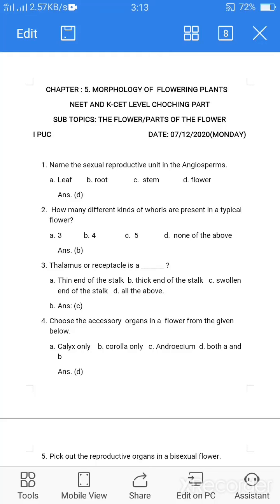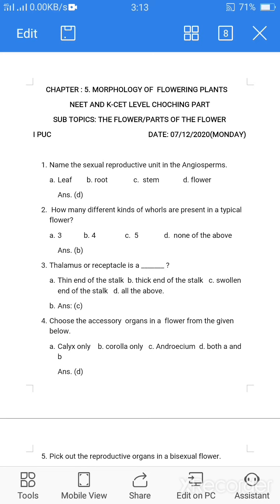Good afternoon, students. Morphology of flowering plants. In previous class, we had a discussion at theory level. In this class, we are going to discuss the NEET and KCET level coaching part. Now let us discuss one by one in detail the subtopics: the flower and parts of the flower.